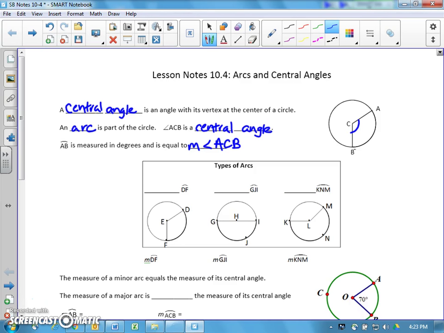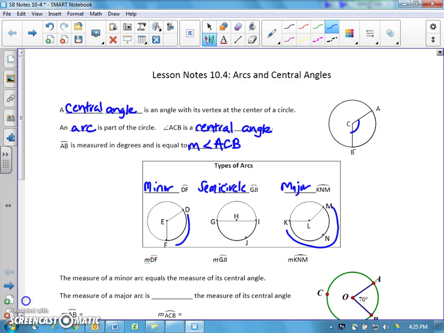So let's look at these types of arcs. On the types of arcs, if you look in the middle, what you're seeing here is your semicircle. And if you remember, anything smaller than the semicircle, like arc DF, would be a minor arc, and anything larger, like KNM, would be a major arc.